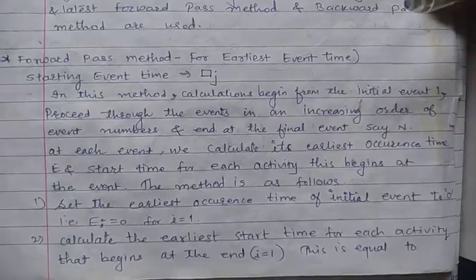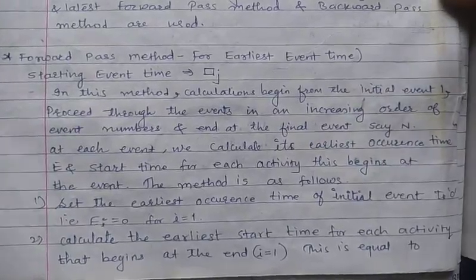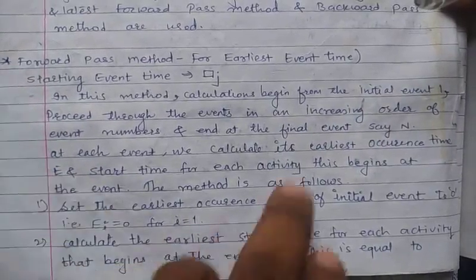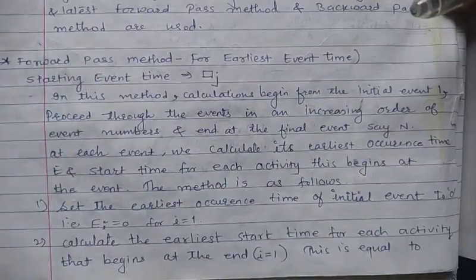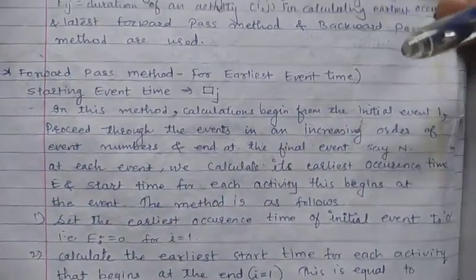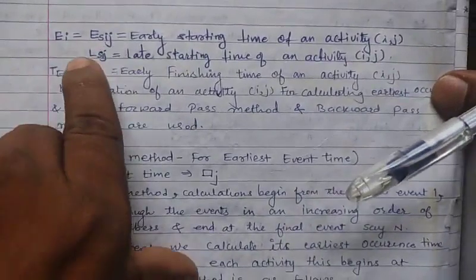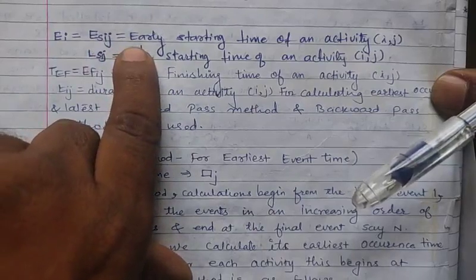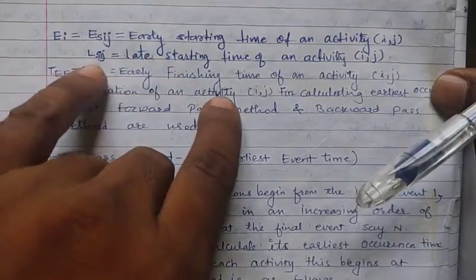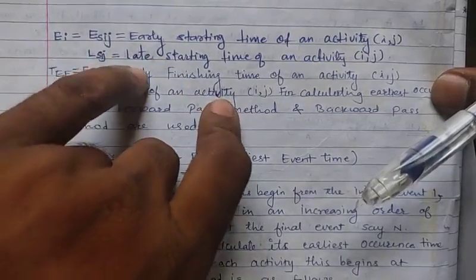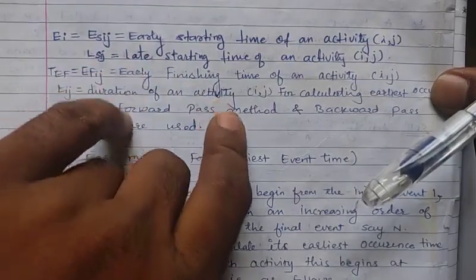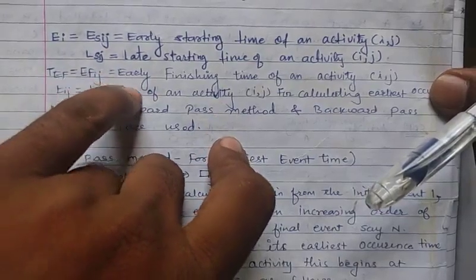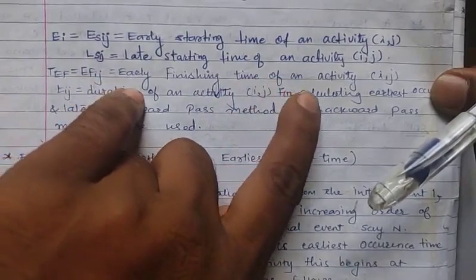Hello students, in this lecture we are going to start the next method, called the forward pass method. This is for earliest event time. So in this method we will see the first notations. Here Ei, which is the same as ESij, is the early starting time of an event of an activity ij, and LSij is the late starting time of an activity ij. Now TEF, called EFij, is the early finishing time of an activity ij.